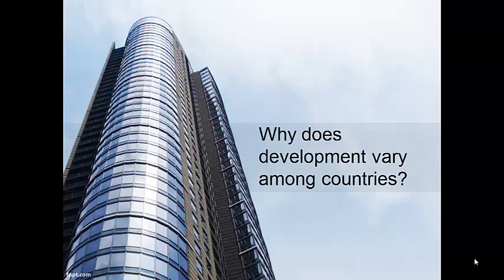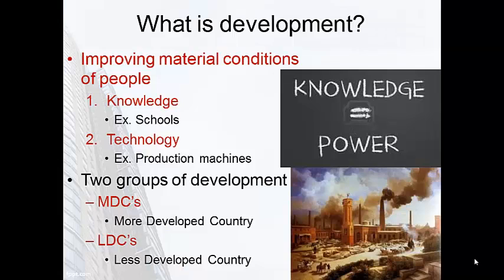Well, we're first going to focus on this. Why does development vary among countries? Well, first off, let's define what is development. So development is this. It's the improvement of material conditions of a people. All right, and how that is done is through two ways: knowledge, aka education or schools, which you're in, all right, and technology, and specifically production machines.